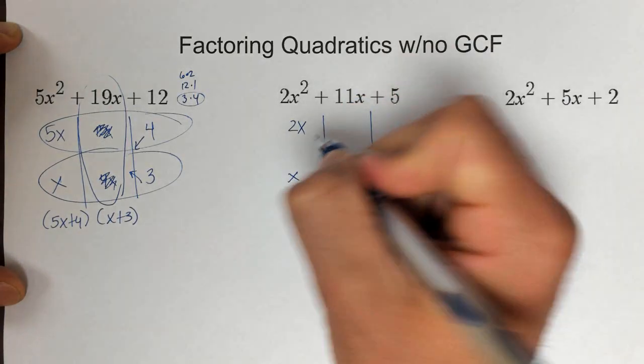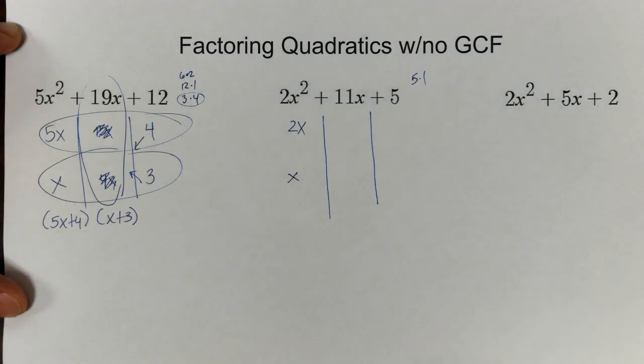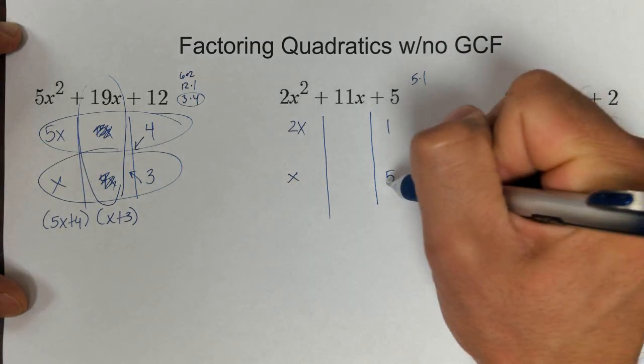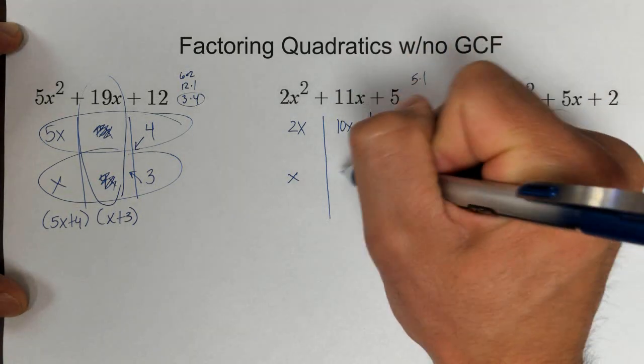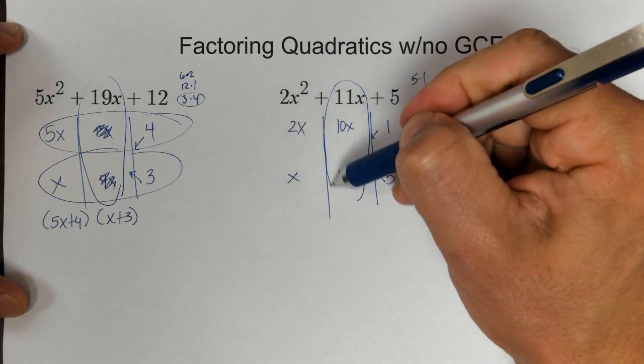2x times x gives me 2x squared. And then I have 5 times 1. Where do I put the 5? Where do I put the 1? Well, I'm going to put the 5 on the bottom because I already know I'm going to get 10 from here. And 1x from down here. And notice how these add up to a nicely positive 11.